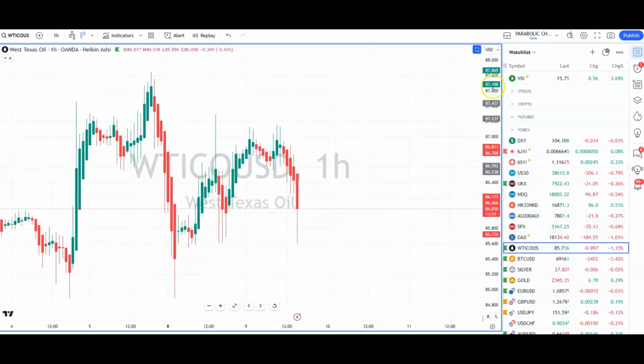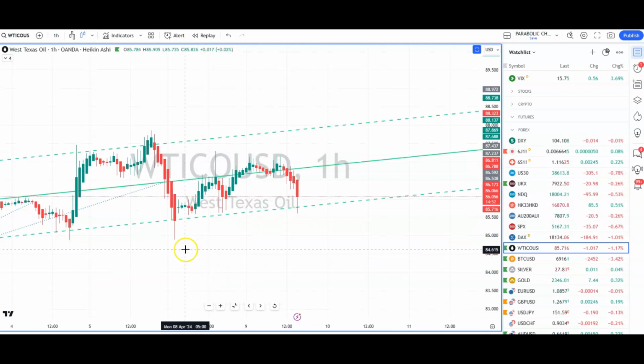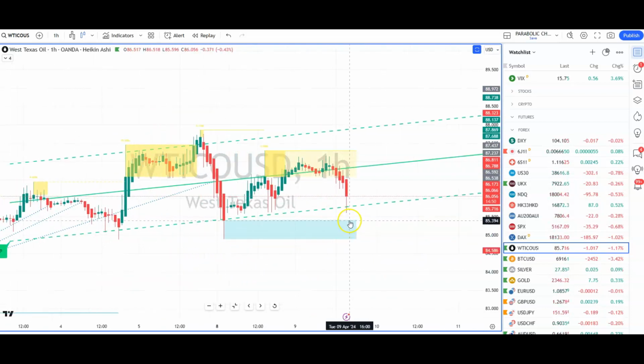Oil, let's have a look at oil. There is a trading opportunity here coming up into the liquidity zone, but again, you can wait for the break if you prefer.